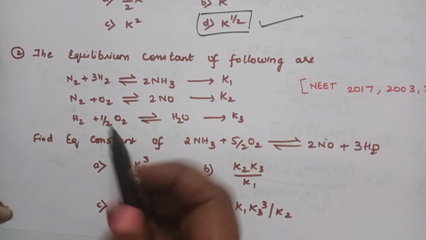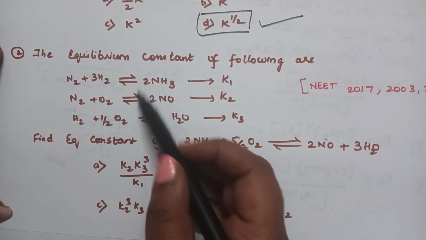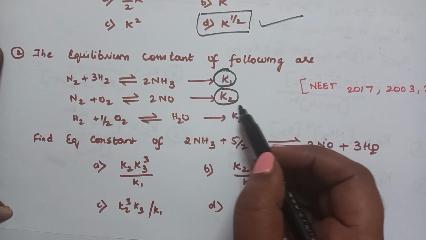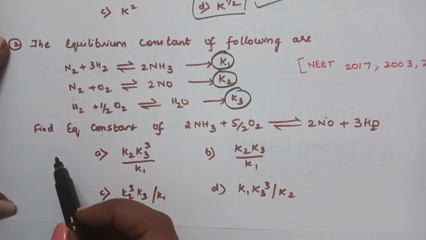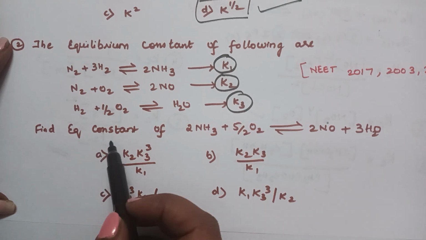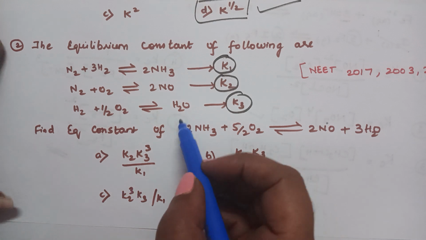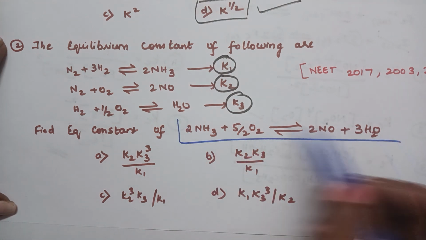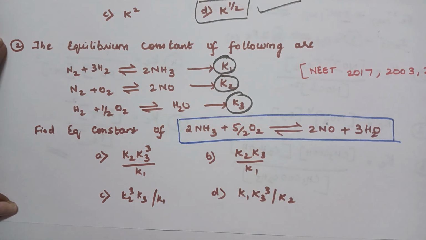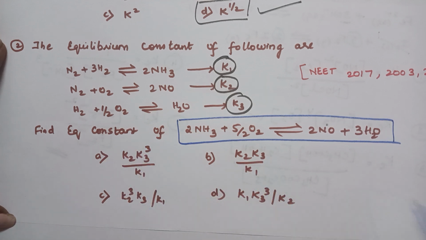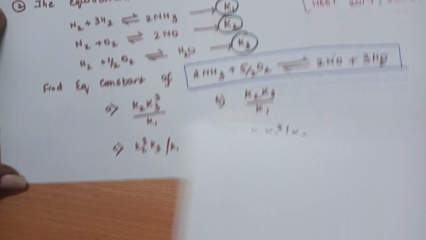So second question here, three reactions are given. For that K1, K2, K3 is given. So what you have to do is find the equilibrium constant of this reaction. For this reaction, we have to find the equilibrium constant. So four options are given. So let us find now.